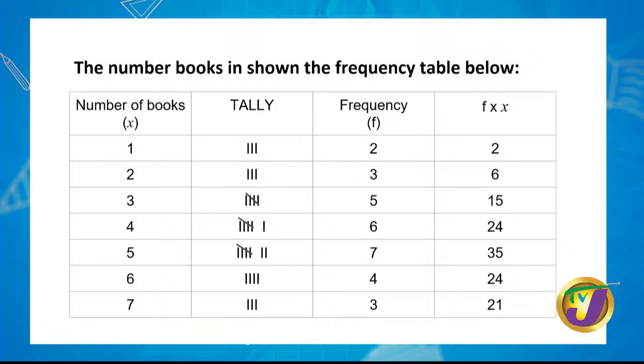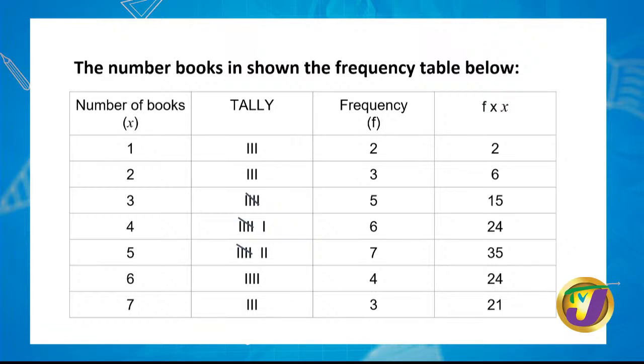I'm seeing a little error on our projector here, though, because the tally is saying 3. We're having 3 strokes for the tally. But the frequency is actually saying 2. So that should have been 2 strokes for the tally column.